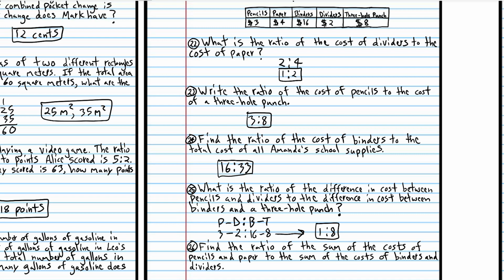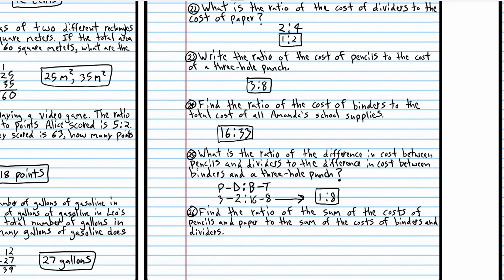Now there is one thing that I didn't mention that's extremely important. Notice it says, what is the ratio of the difference in cost between pencils and dividers? Pencils were mentioned first, so you have to subtract dividers from pencils. Pencils have to come first, so just be aware of that. And in the second part, binder was mentioned first, so the binder comes first, then you subtract the 3-hole punch from binders. If you do it the opposite direction, you're going to get negative numbers. So that's important to remember.